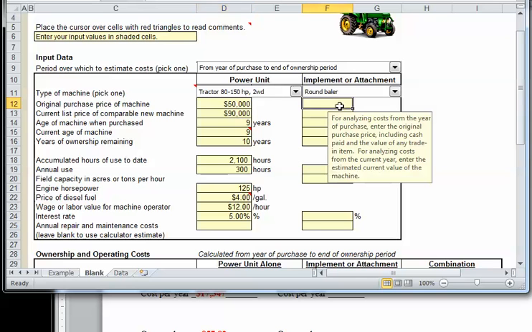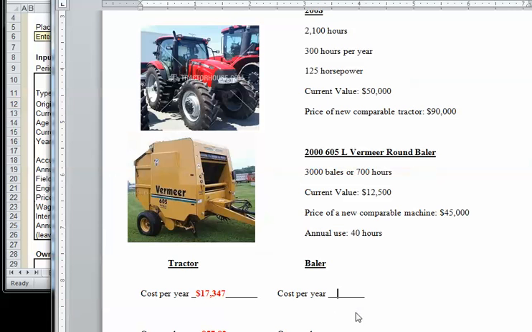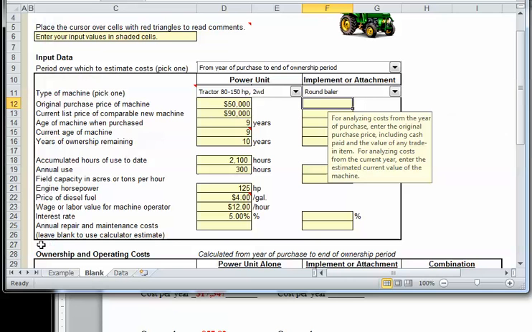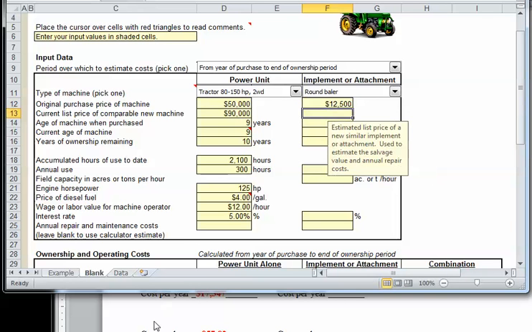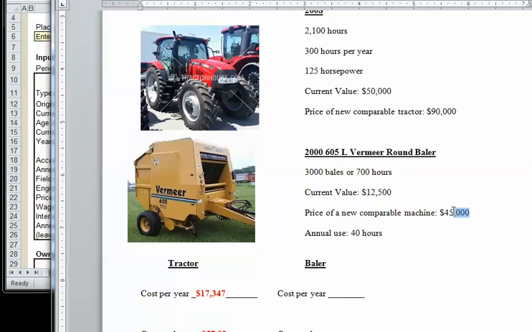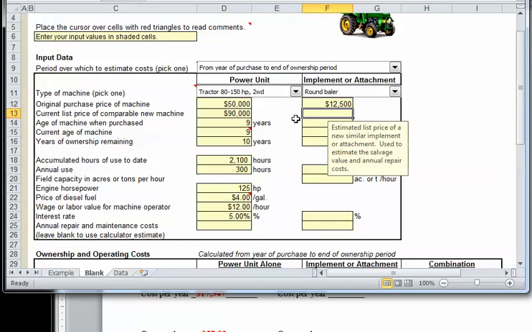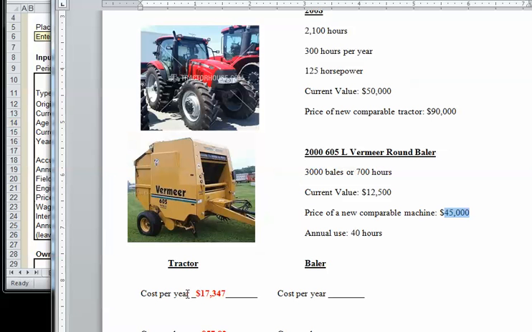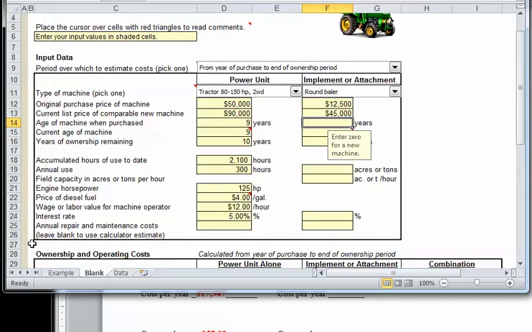and then the original purchase price. That would be the current value, $12,500. Current list price of a comparable machine was $45,000. Age of the machine when purchased, it's a 2000 now. As I said, it's the year 2017, so we're going to go ahead and call it 17 years. And we have 10 years of life remaining.